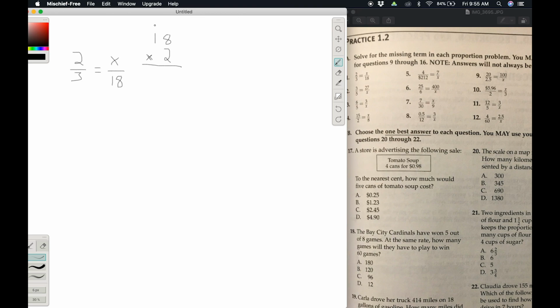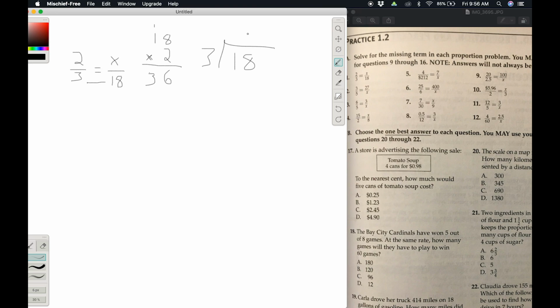So 2 times 8 is 16, 2 times 1 is 2, plus the 1 that we carried up here, 36. Now we need to divide this way. So, let's set that up. 3 divided by 18, sorry, I meant 18 divided by 3. Does 3 go into 1? No, it does not. So 3 goes into 18, well, 3 times 6 is 18.